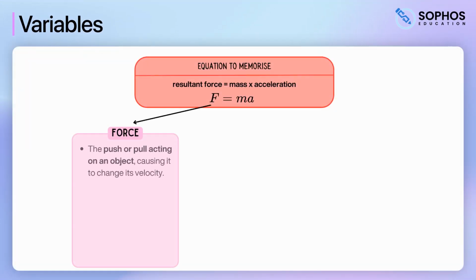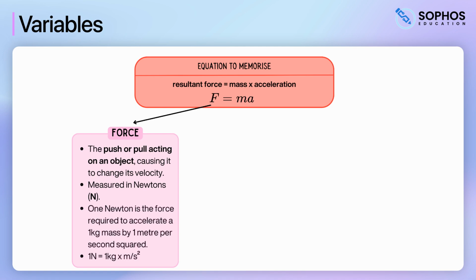This is the push or pull acting on an object, causing it to change its velocity. It's measured in newtons, which we've encountered earlier in this unit. We can now offer a more rigorous definition of how we measure forces. 1 newton is the force required to accelerate a 1 kilogram mass by 1 meter per second squared.